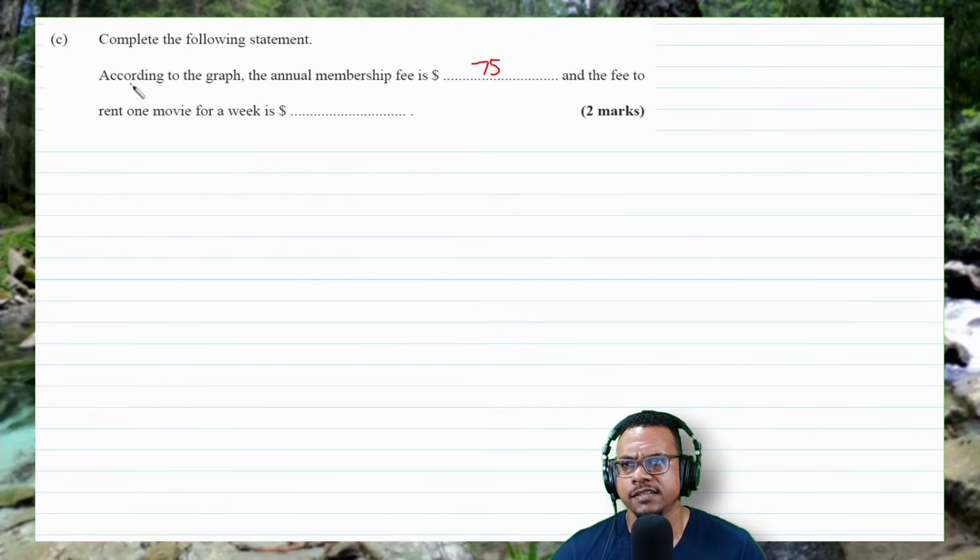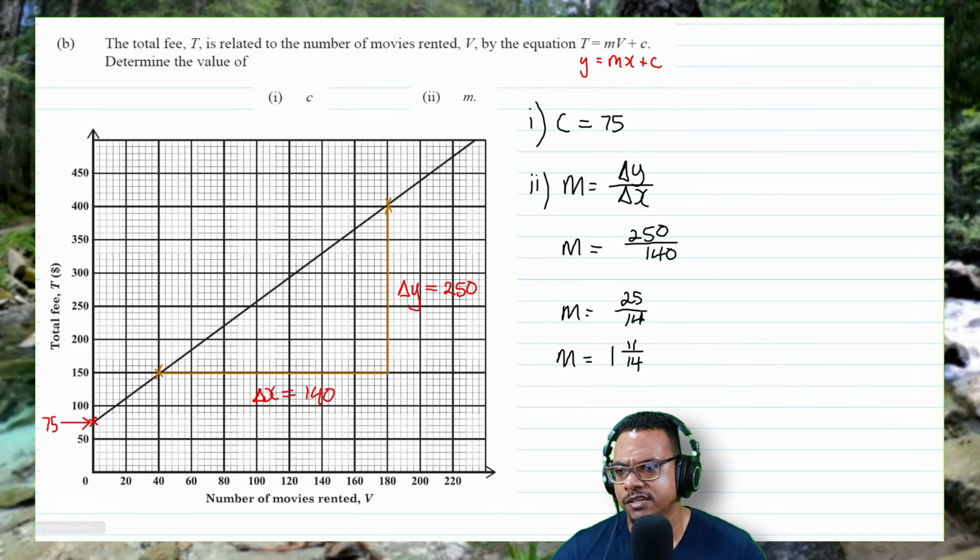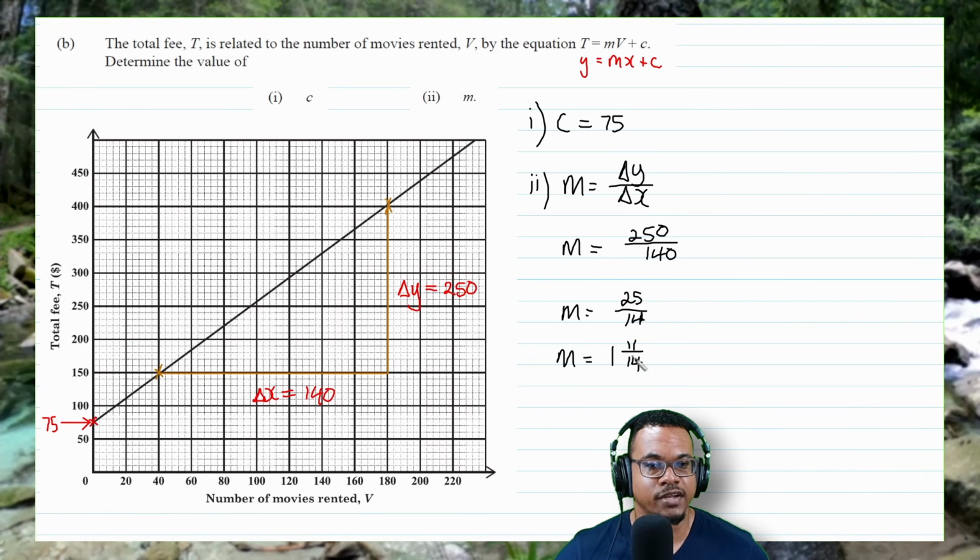Now, this next part, according to the graph, we want the fee to rent one movie for a week. That's what we did when we found the gradient here. Between these 2 points, this vertical distance is the change in y, which is the cost of movies, and the number of movies would be from this point to this point. If you divide the cost by the number of movies, you'll get what the rental fee for one movie is. So that's the gradient.